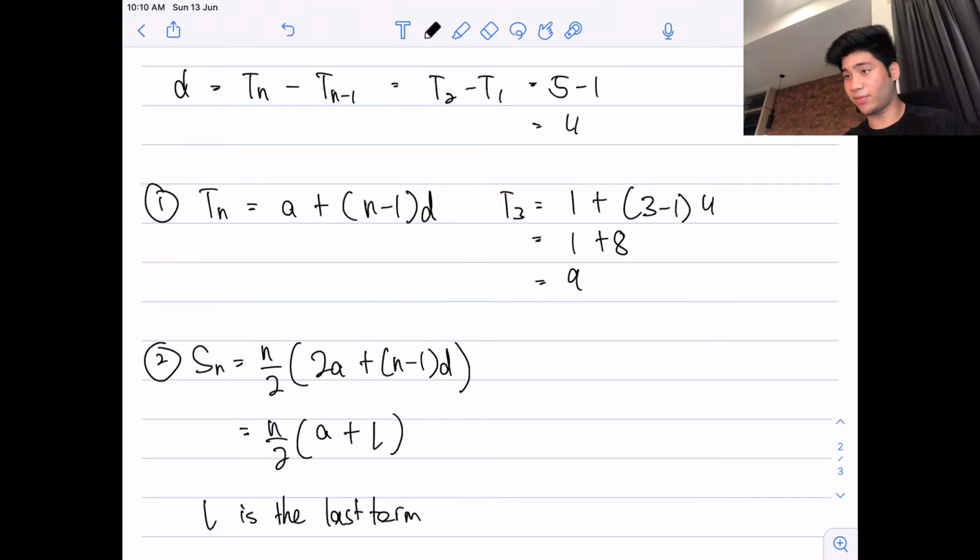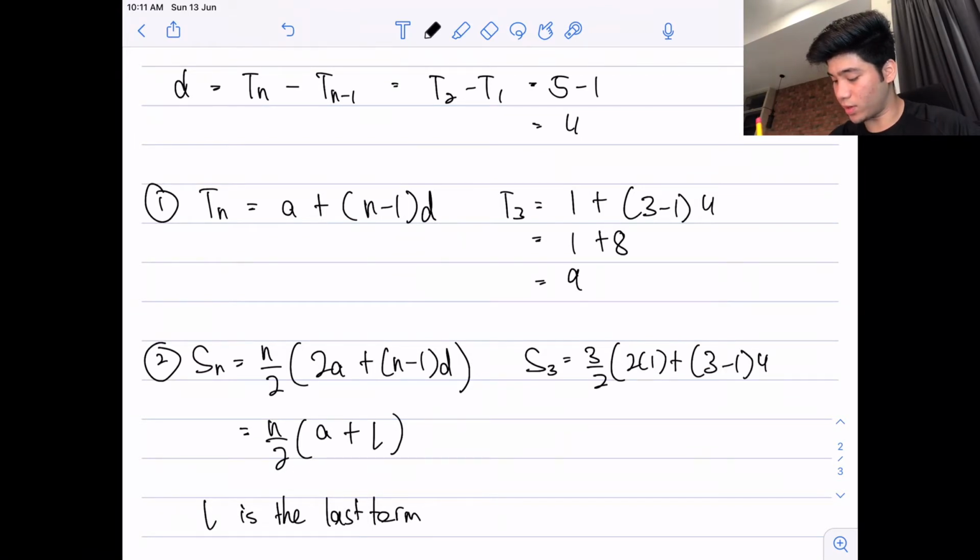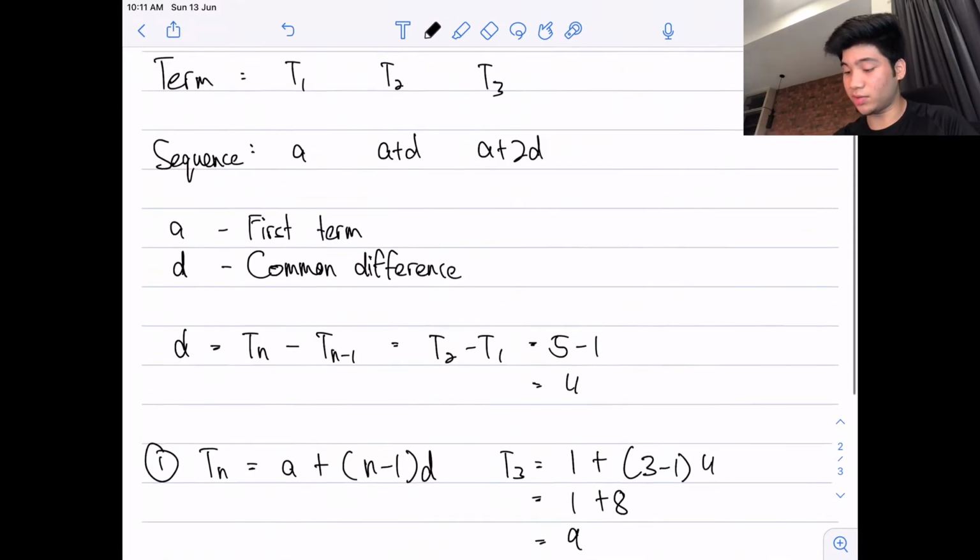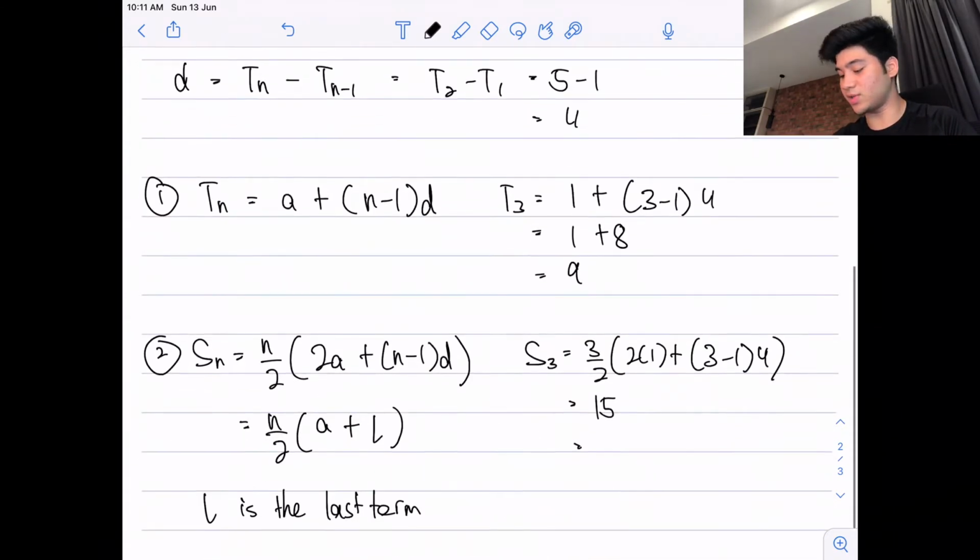Basically, let's say I wanted to find the sum until term 3, alright, S3. So I would actually have to write, let's just sub back in the values. So n we know is 3, over 2, times (2a, a will be 1, plus 3 minus 1, common difference is 4). So if I were to multiply all this, I'll get 2 plus 8, 10, and it would be 15. So let's check that real quick. 1 plus 5 plus 9 is also 15. So we can mark this as correct.